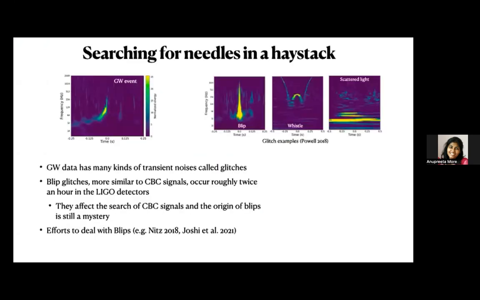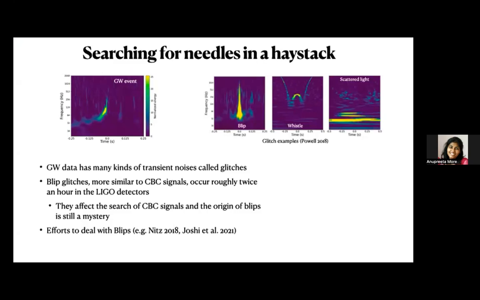If you look at the gravitational wave data, then in addition to the signals, obviously there are all kinds of noise features that are seen in the data, and on the right-hand side I've shown some examples. These are very short duration transient noise features. These are called glitches.